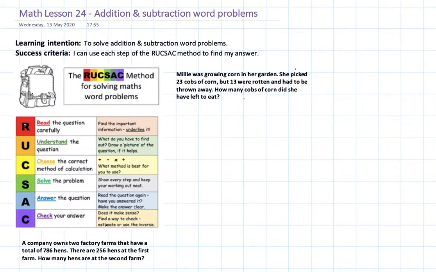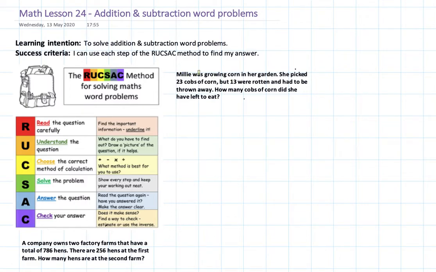Here we go. So step 1, read the question carefully, find the important information and underline it. So I'm going to read through the question and underline any important information. Millie was growing corn in her garden. She picked 23 cobs of corn, but 13 were rotten and had to be thrown away. How many cobs of corn did she have left to eat?